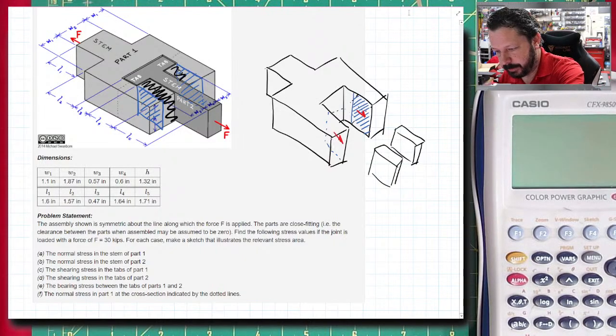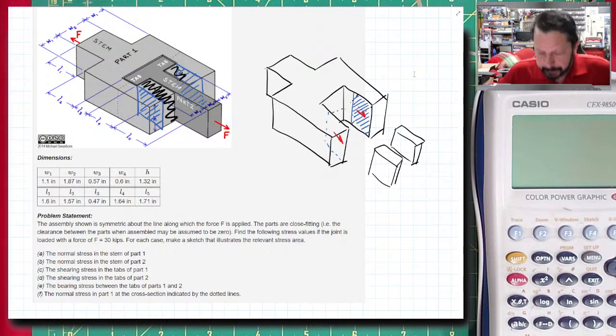I just realized I've got the chat covered up, so if anybody's typing anything, I can't see it. Let me move it. There we go. Nobody typed anything, so it's fine.